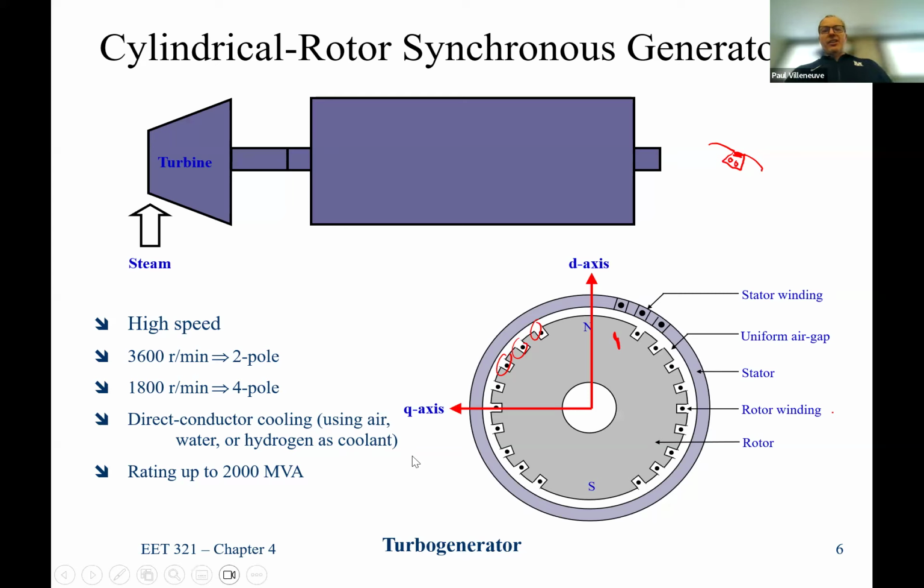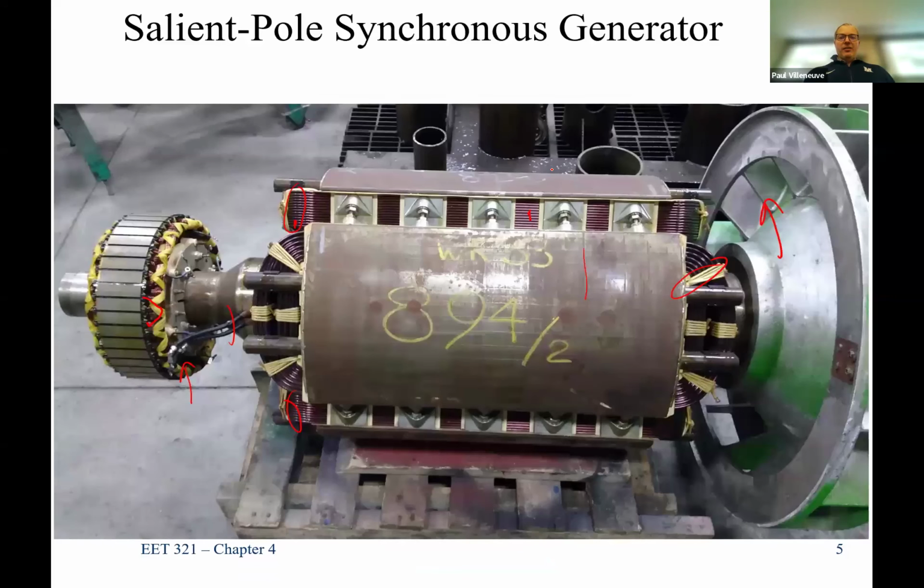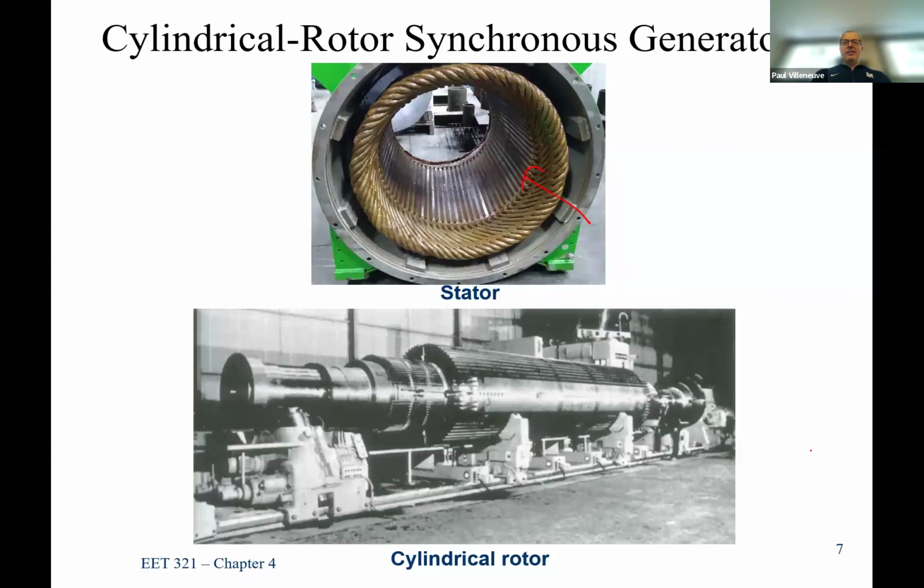D and Q axis, just like we saw before, you can see you've got stator windings, an air gap, rotor, and rotor windings. Here is the stator. I don't know if you can tell colors, but you can kind of see the green here. That is the stator for where this rotor assembly slides in.